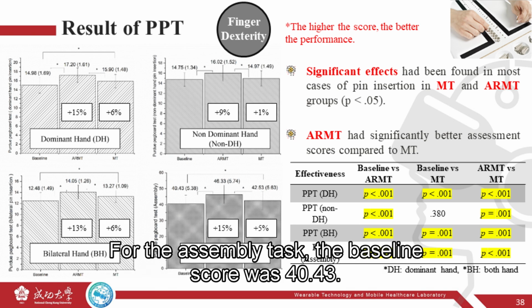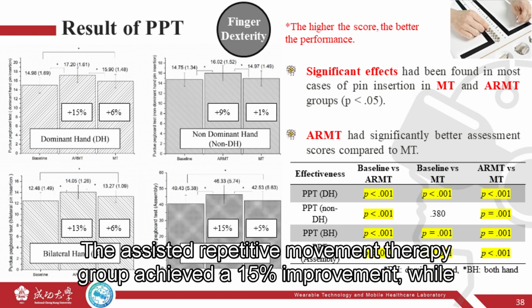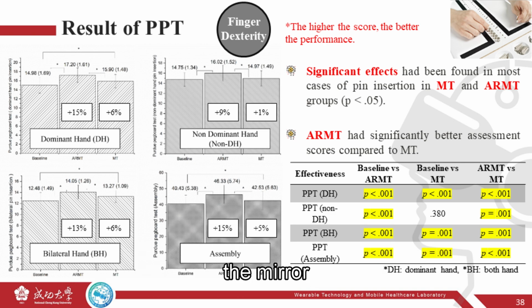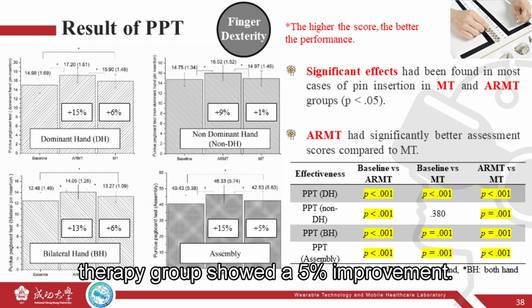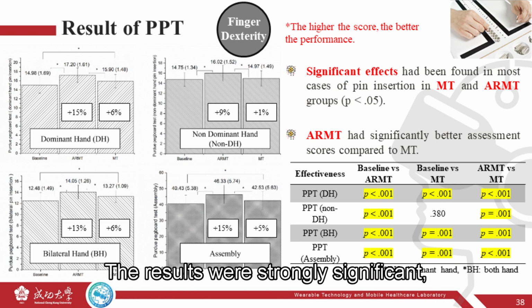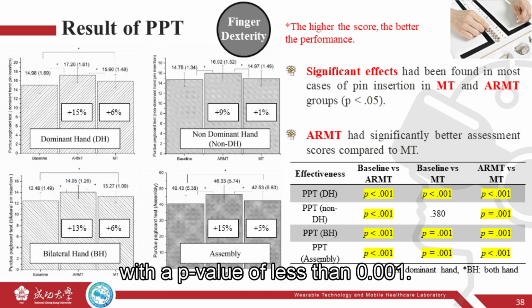For the assembly task, the baseline score was 40.43. The assisted repetitive movement therapy group achieved a 15% improvement, while the mirror therapy group showed a 5% improvement. The results were strongly significant, with a p-value of less than 0.001.